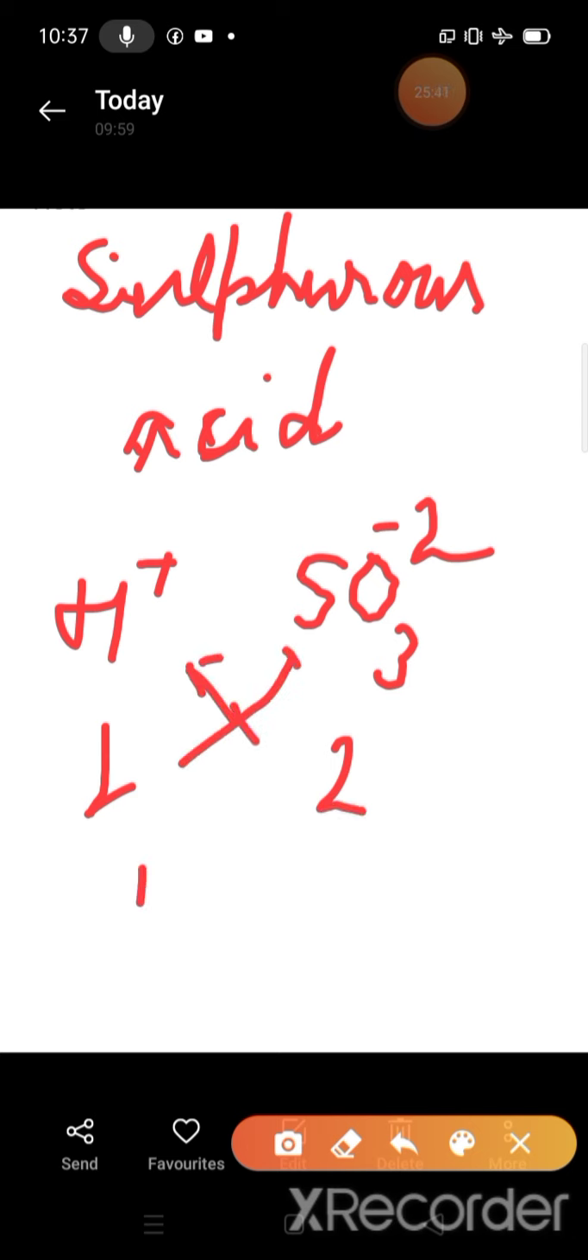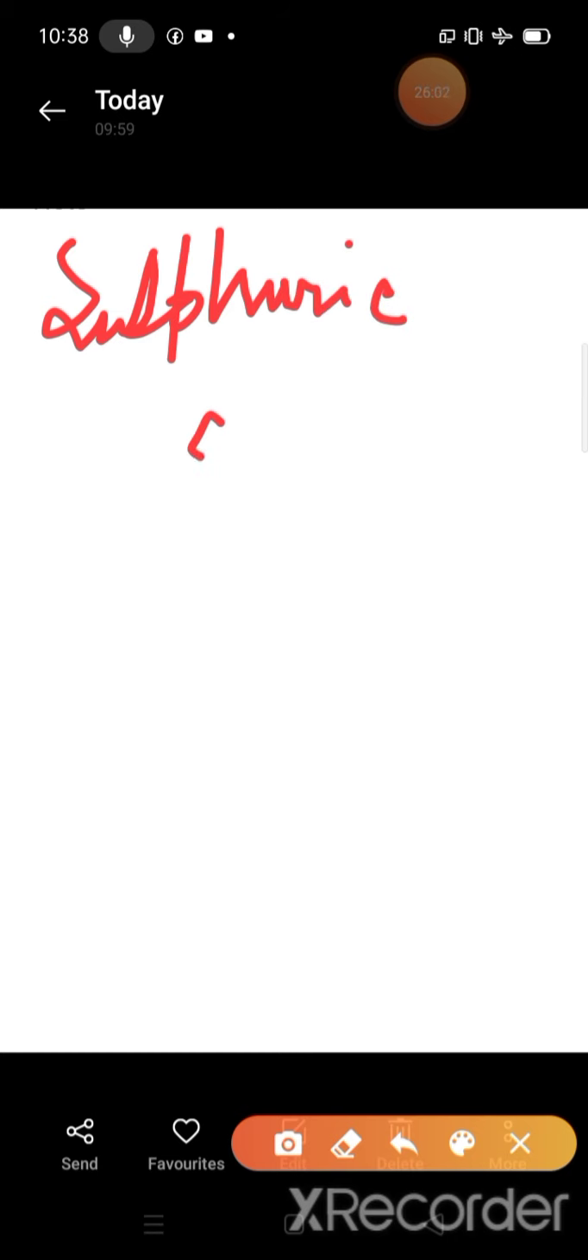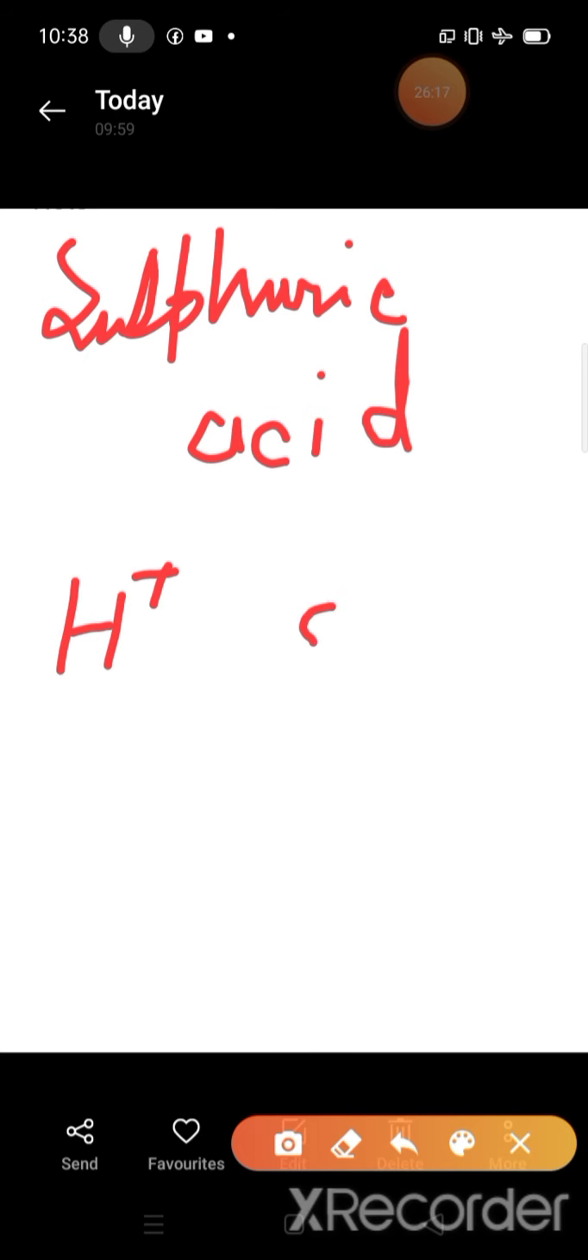Now sulfuric acid. Acid is H positive. Sulfuric: ic is replaced with ate. The formula of sulfate is SO4 minus 2. H has valency 1 and sulfate has valency 2. The valencies are cross transferred, so the formula of sulfuric acid is H2SO4.